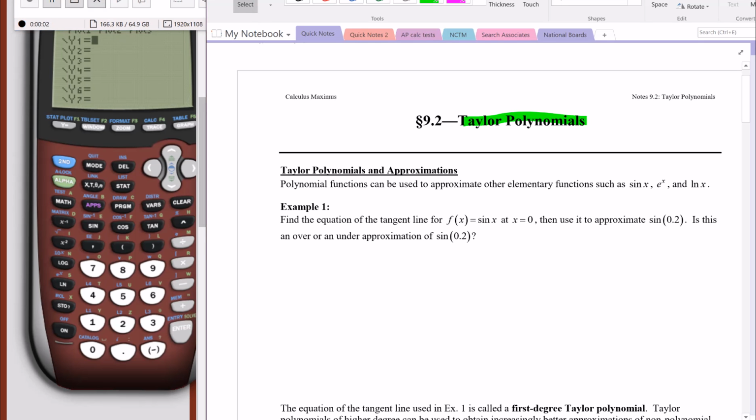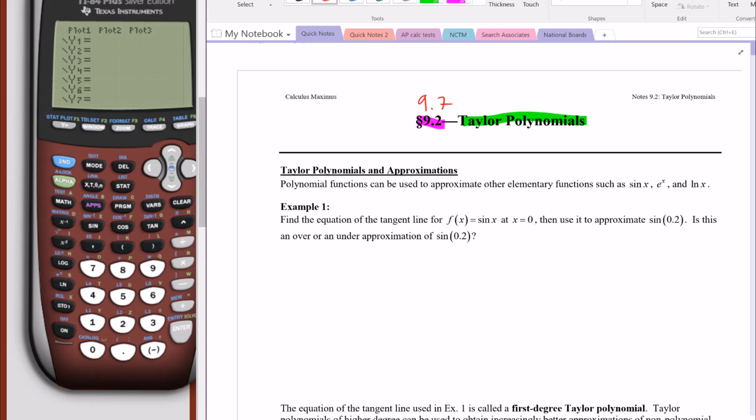Hey everybody, we are here on Taylor polynomials. What I want to point out real quick is that we're not doing 9.2 in the book. It's 9.7. I'm just going to use somebody else's notes that have some good examples and things like that.